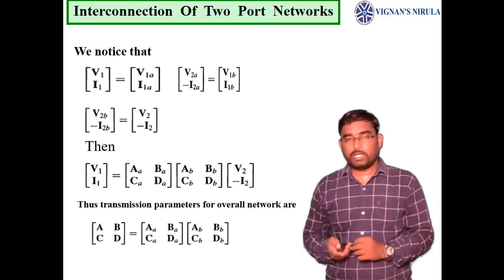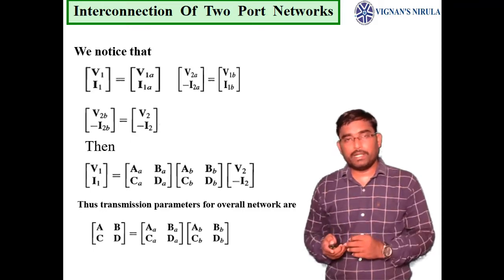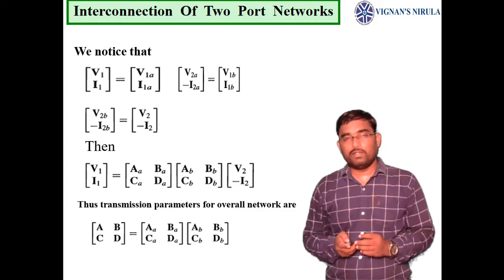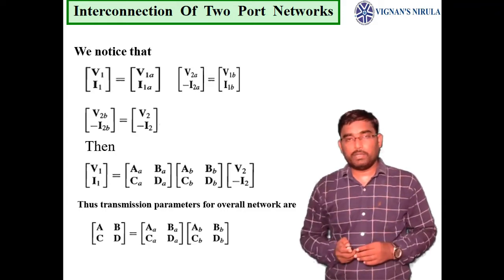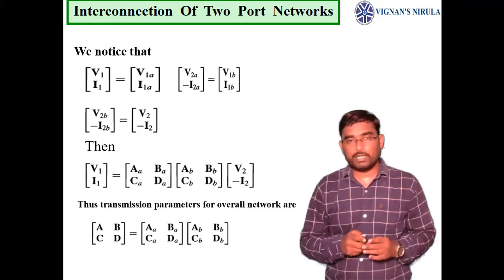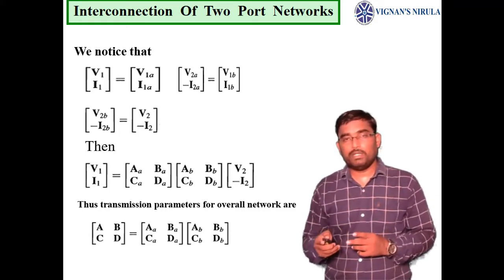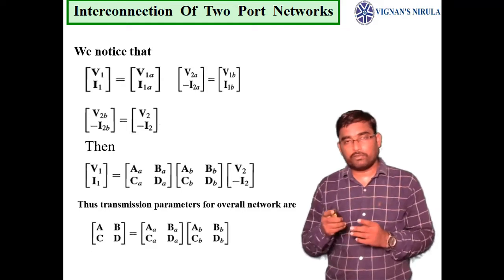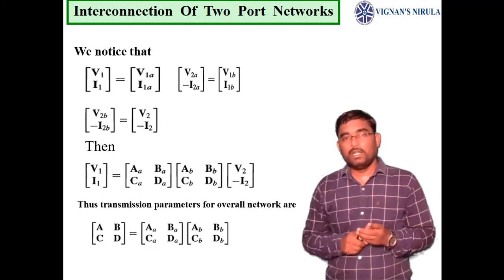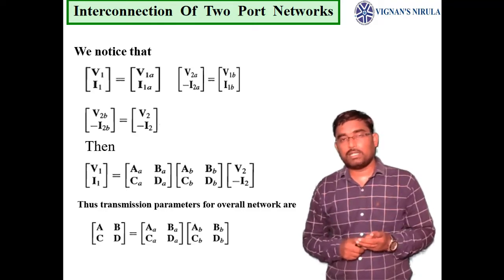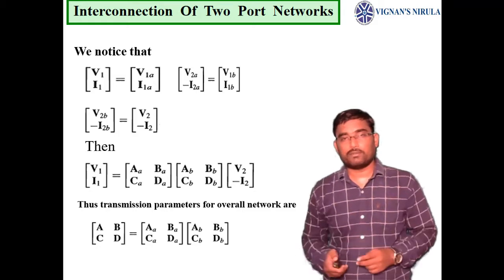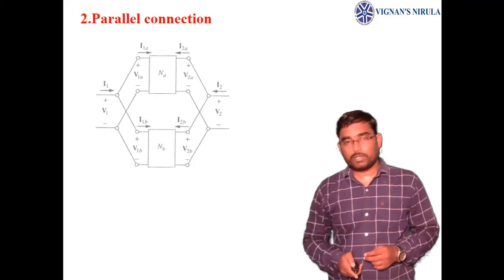So which can be obtained by multiplying the ABCD parametric matrices of individual two-port networks. Means AA, BA, CA, DA is the ABCD parametric matrix for network A. AB, BB, CB, DB is the ABCD parametric matrix for network B. By multiplying these two matrices, we can get the ABCD values, which are nothing but the ABCD parameters for the overall cascaded two-port network. So this is the conclusion point.